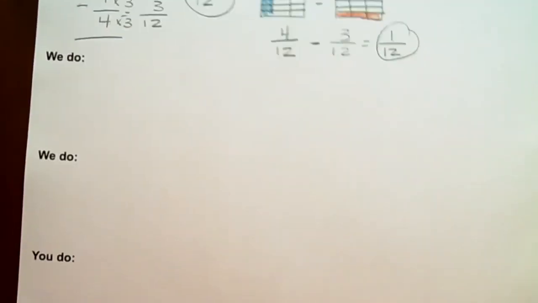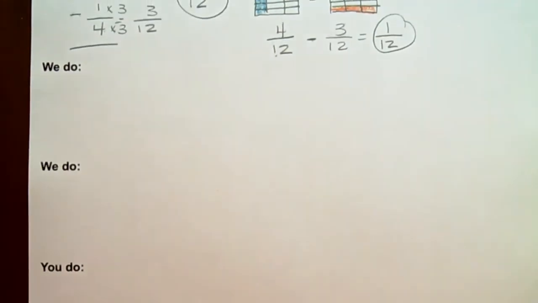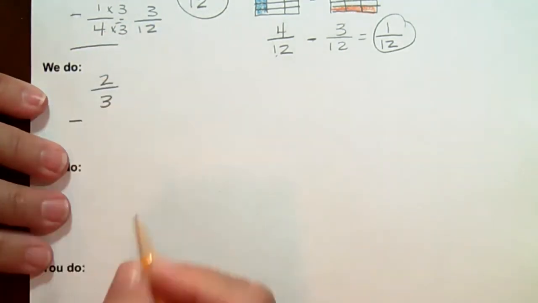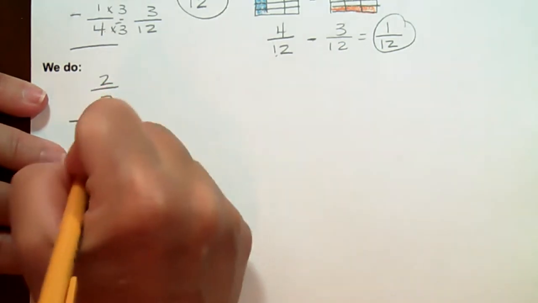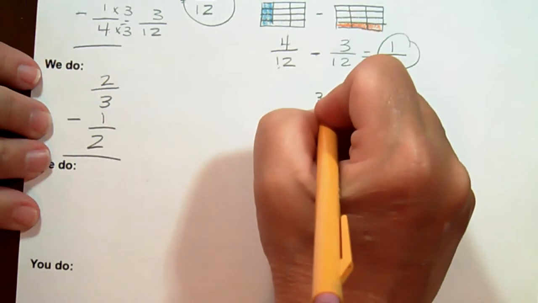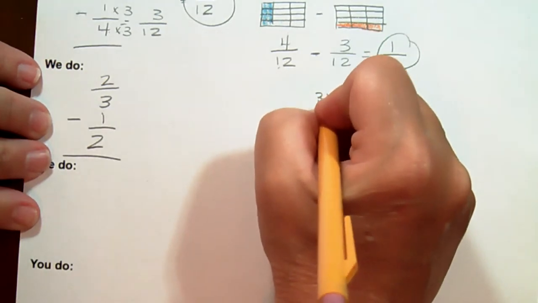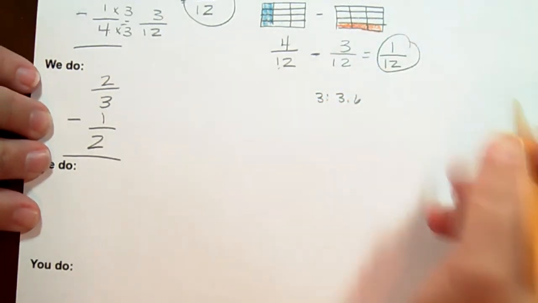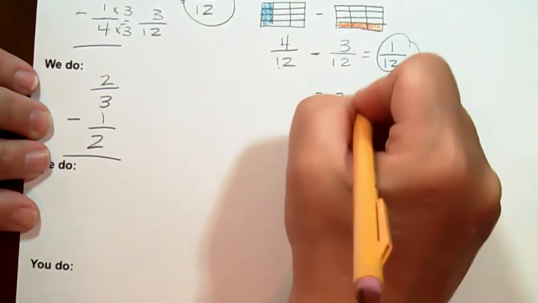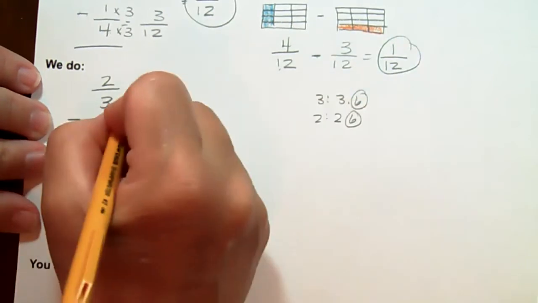All right, our next problem, I'm not going to model this one. It's going to be 2/3 minus 1/2. 3 times 1 is 3. 3 times 2 is 6. 2 times 1 is 2. 2 times 3 is 6. So our denominator is going to be 6.